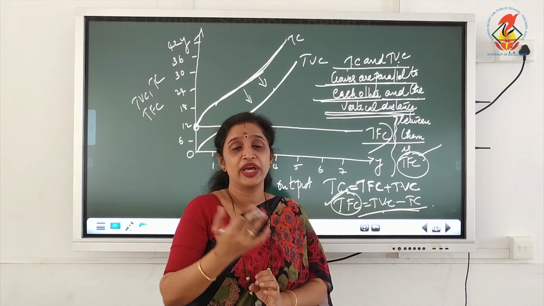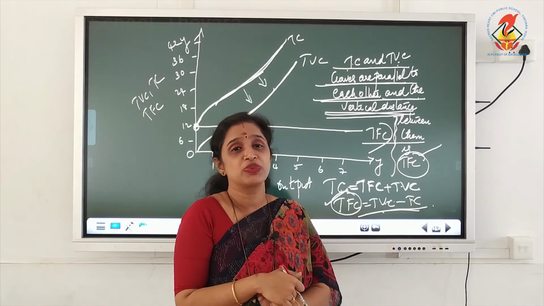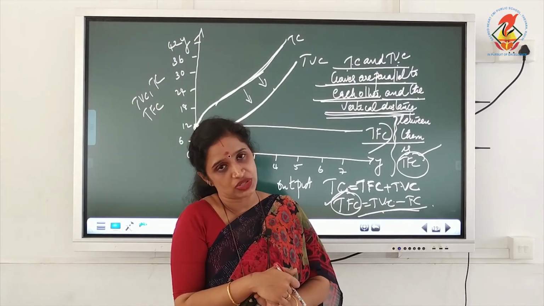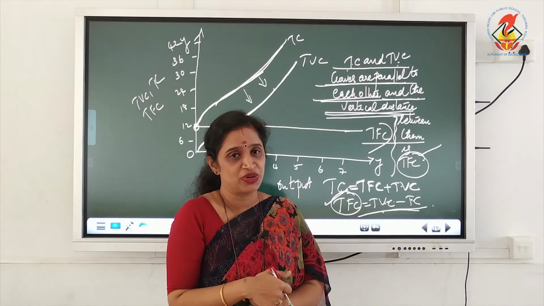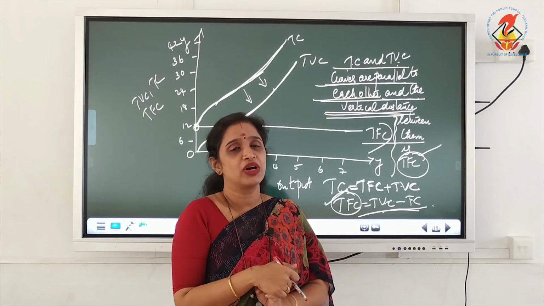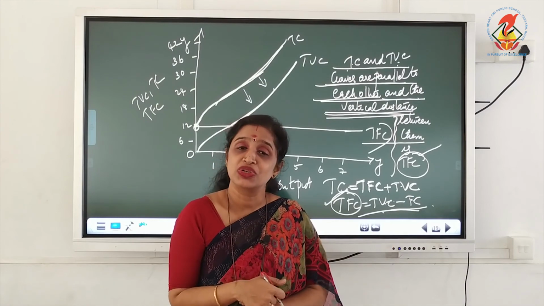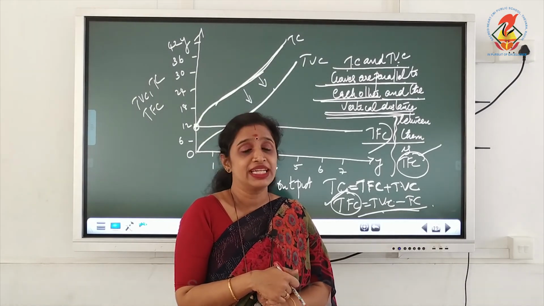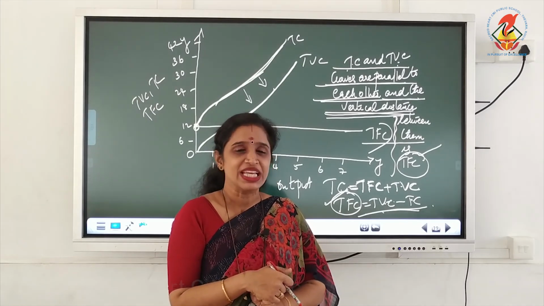And what is the peculiarity of the total fixed cost curve? It will be parallel to the x-axis and it starts from the value 12, because at zero level of output there is a total fixed cost. Now total variable cost changes with every level of output. It is an inverse S-shaped, upward sloping curve, because when the output increases, total variable cost also increases. It increases at a decreasing rate initially and then increases at an increasing rate.